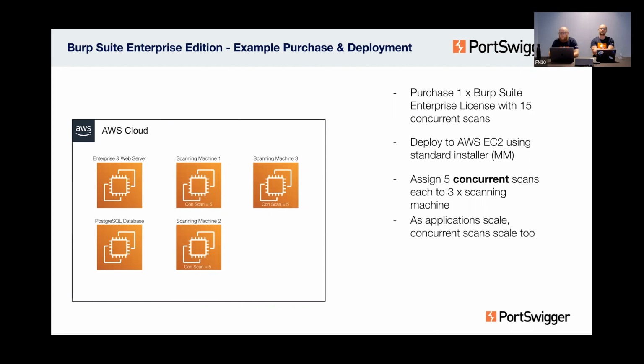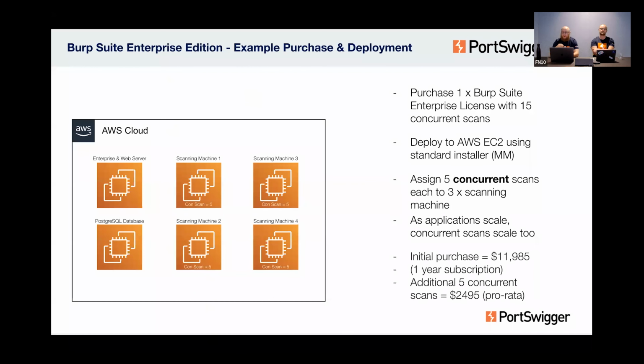Now, as our applications scale, we might be developing more, we might have onboarded more applications. That concurrency can scale with you as well. So at any point during that, you can add another scanning machine and increase that concurrency license limit. So in this example, we've added another 5. So our purchase price over that 1-year subscription is going to be $11,985. Some point down the line in that year's subscription, we've added another 5 concurrent scans. That's $2,495, but that will be prorated with your 12-month subscription, essentially.